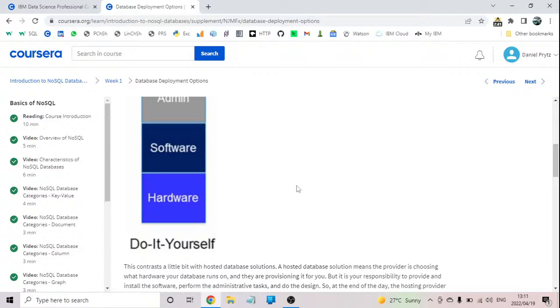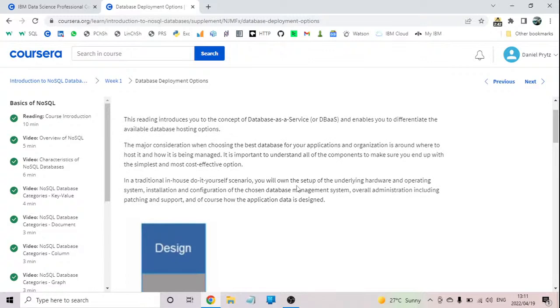Okay, so do-it-yourself enables you to differentiate the available database hosting options. The major consideration when choosing the database is where to host it and how it is being managed, to make sure you end up with the simplest and most cost-effective option. In an in-house do-it-yourself scenario, you will own the setup of the underlying hardware and operating system, installation and configuration of the chosen database management system, overall administration including patching and support, and of course how the application is designed.